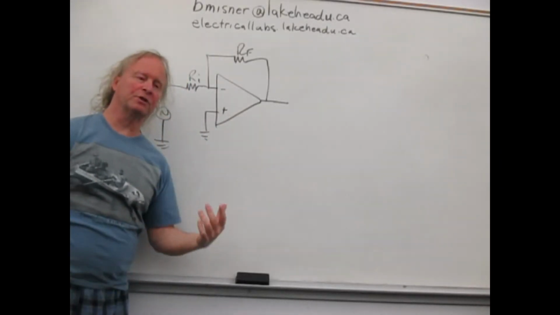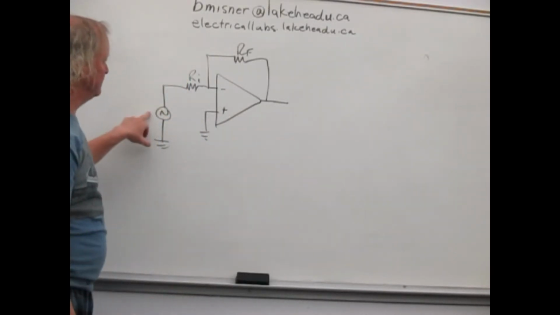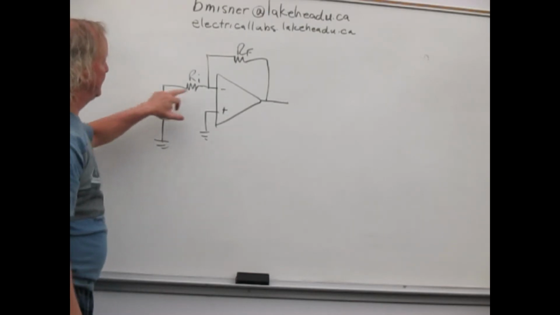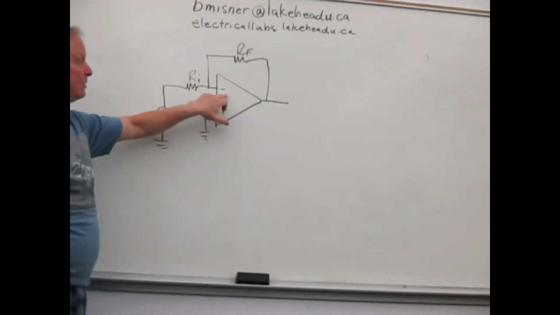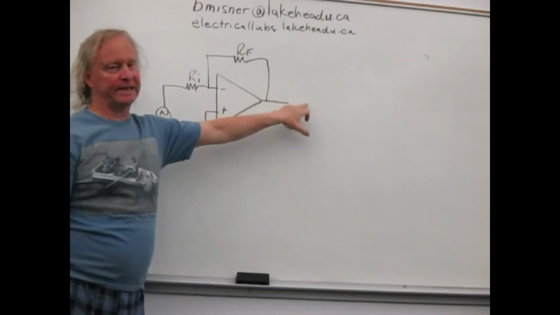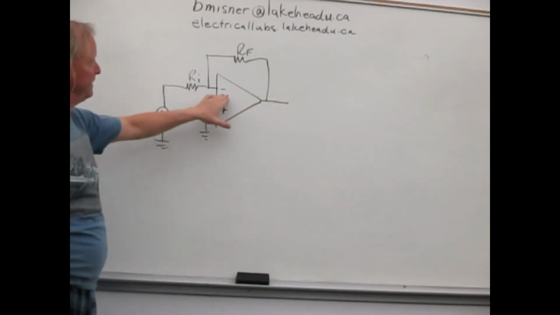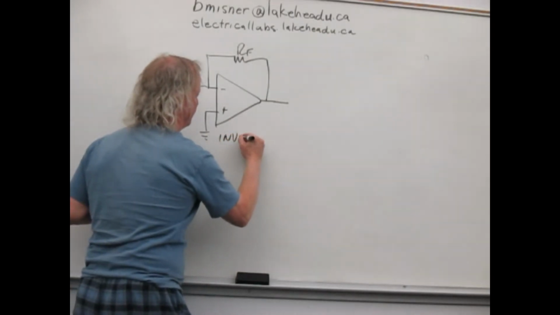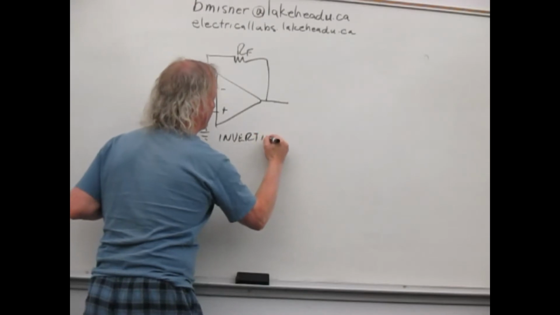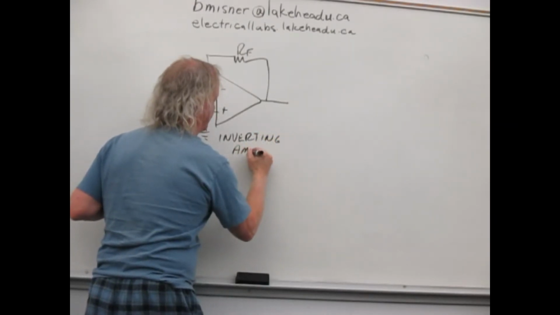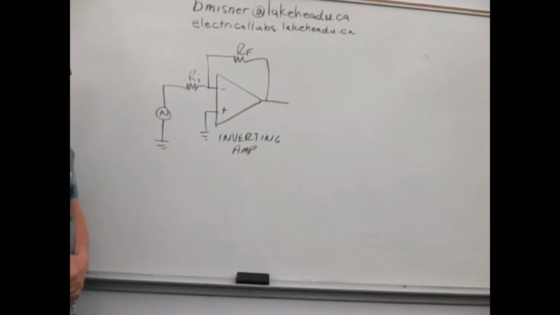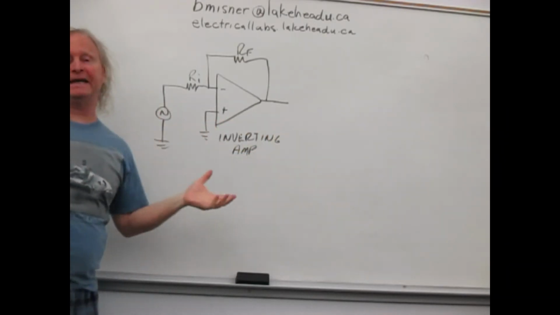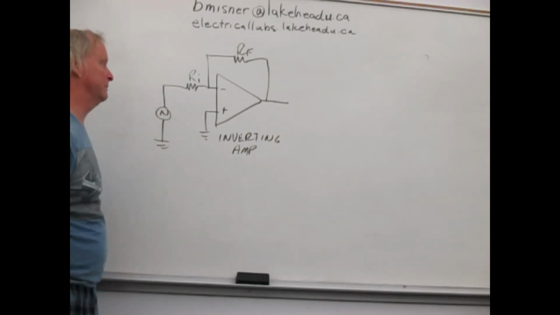Okay, so here's our first circuit. We have our input signal coming in. It's fed into the inverting input, and we're going to get an output. So when we feed the signal into the inverting input, this is called our inverting amplifier. We're going to put a sine wave in, and we'll get a sine wave out, but it'll be 180 degrees shifted, right, or inverted.